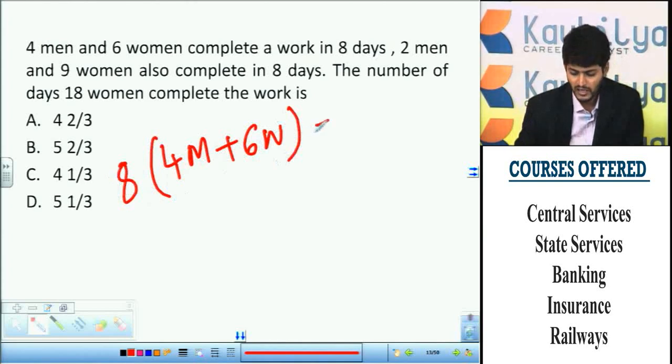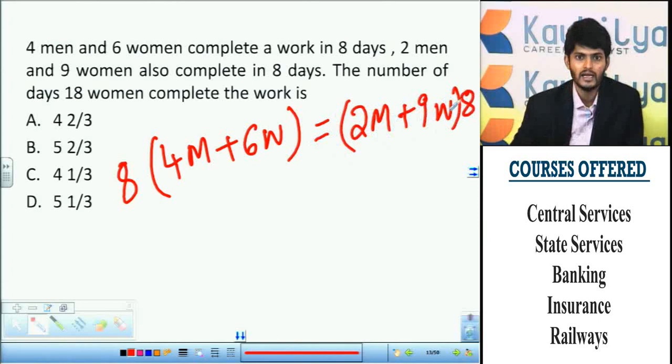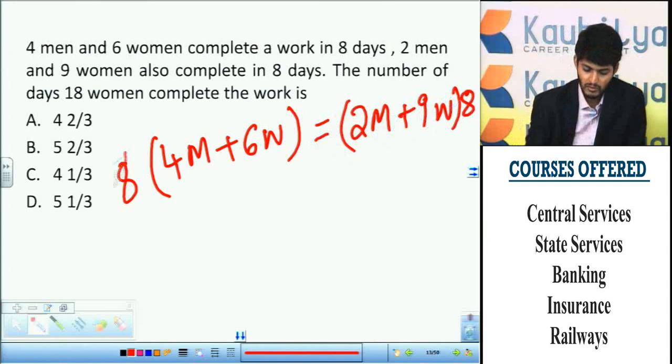Similarly, the same task is accomplished by 2 men and 9 women. They also accomplish the same task in 8 days. So this is the given question. They are equal, because he said they complete the same work in around 8 days. So if I am equating these two, I will get 4 men minus 2 men, so that is 2 men.